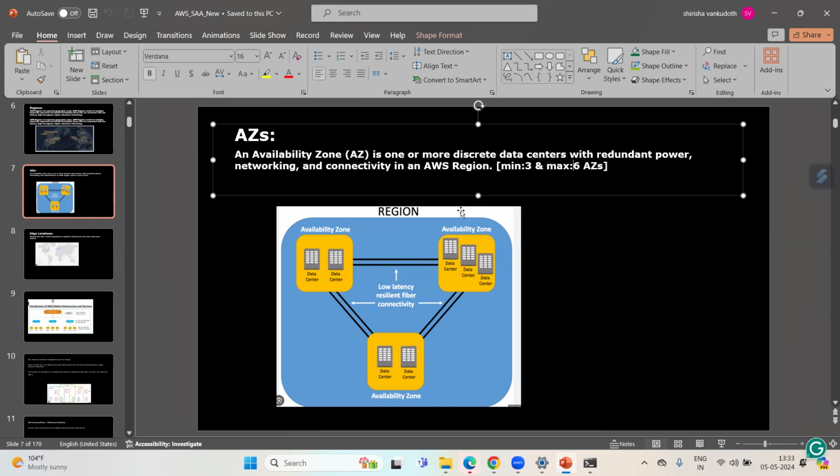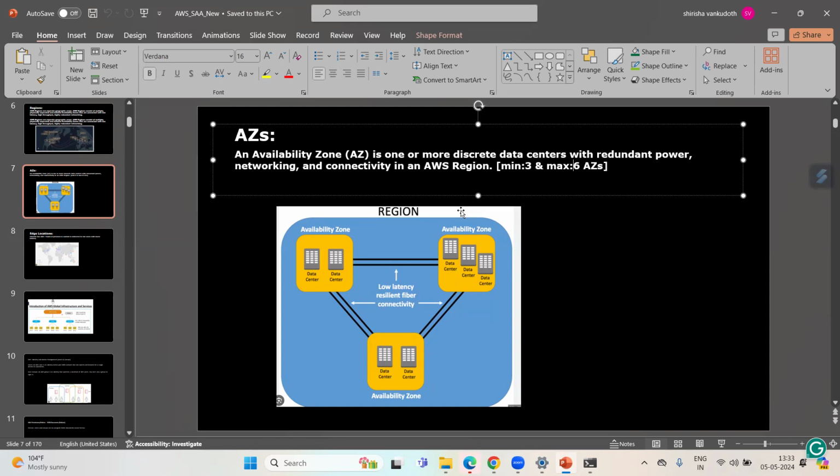And what is the availability zone? An availability zone is nothing but the discrete data centers within it. That could be 2 data centers, 3, or 4. AWS will not tell anyone how many data centers they are managing. Depending on the load, AWS itself manages the data centers within the availability zones. Again, these data centers are not at a single location.